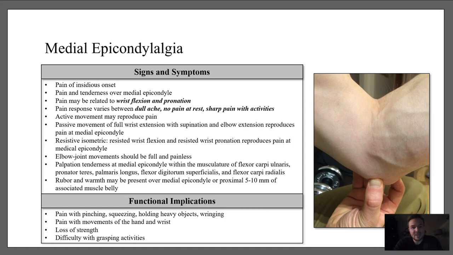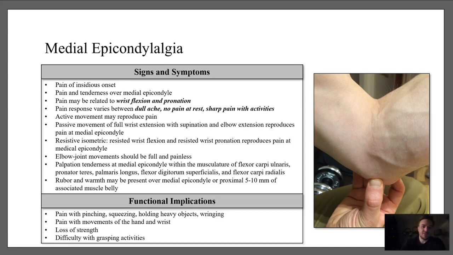The big hallmark here is pain over the medial epicondyle, also about a centimeter distal. So we have the medial epicondyle here, and if we go distal to that, this is the forearm, and you see the bicep here, okay? So you go distal to that, in this area, we will see tenderness there, and that's your flexor pronator, common flexor mass, if you want to call it that.